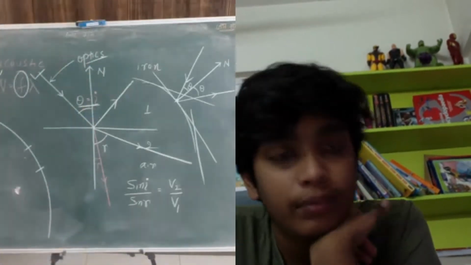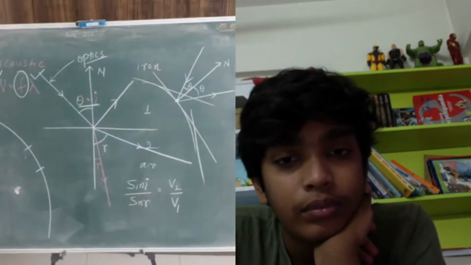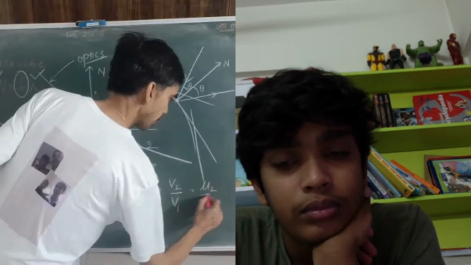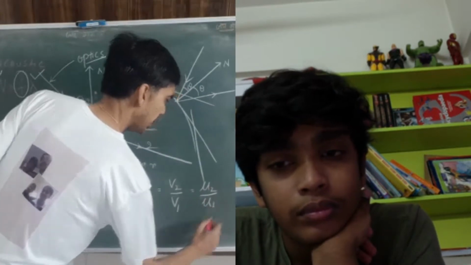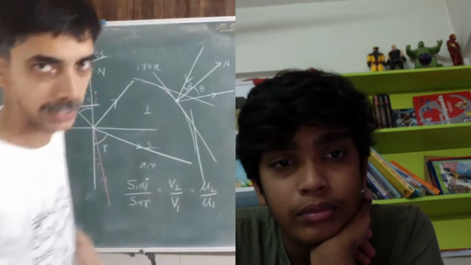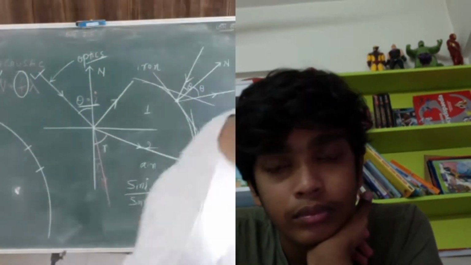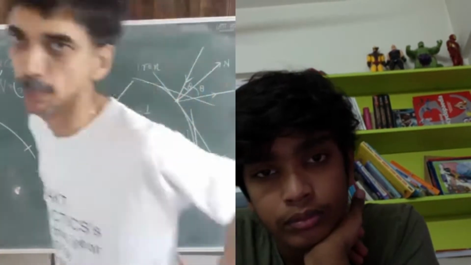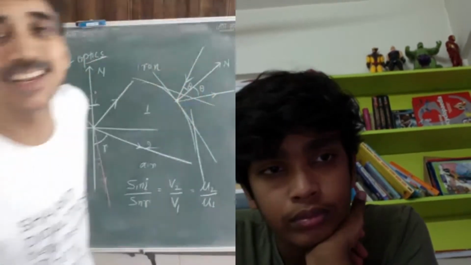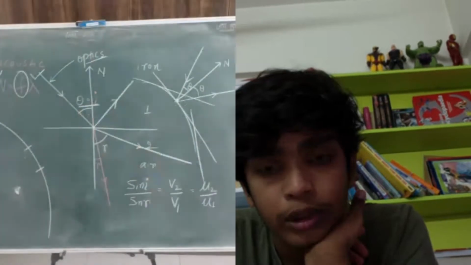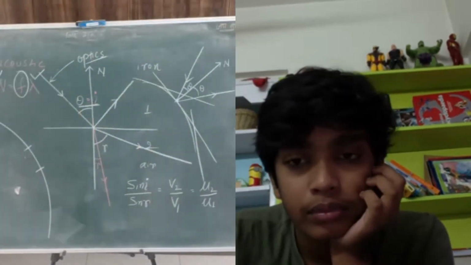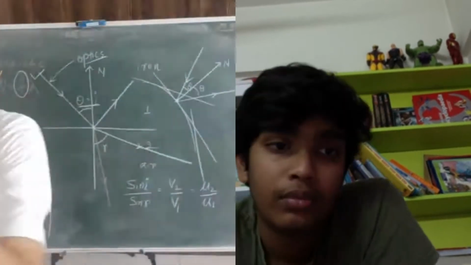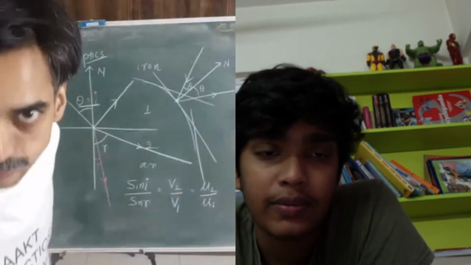And we have one more relation, and that is mu2 by mu1. What is this relation to read? Mu2 by mu1. Now what is mu a symbol for? Mu is a symbol for refractive index.